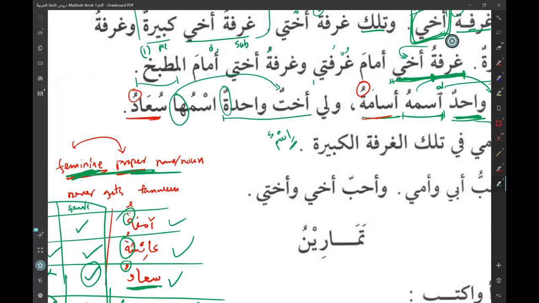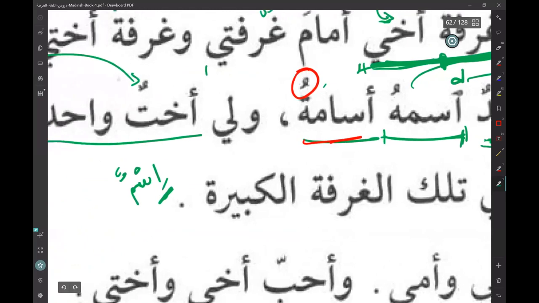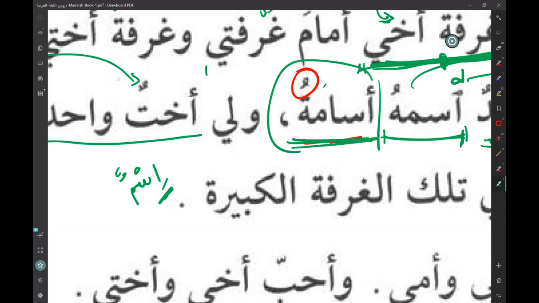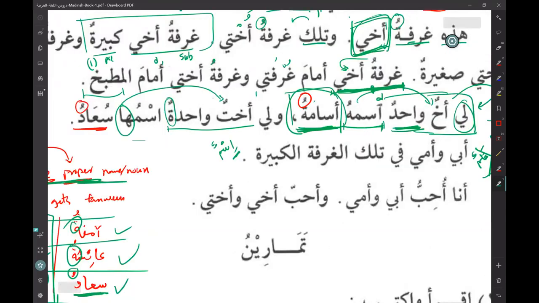That's the first rule. If it's not a proper noun, forget about everything. Number one is proper noun. Number two, is it a female proper noun, meaning is this name used for a female person? Yes, then good. Even if not, does it have ta marbuta? Yes, still you cannot put tanween. It's a little complicated, but just look at it from the word perspective: a proper name with ta marbuta cannot take tanween. Okay, so it's clear.